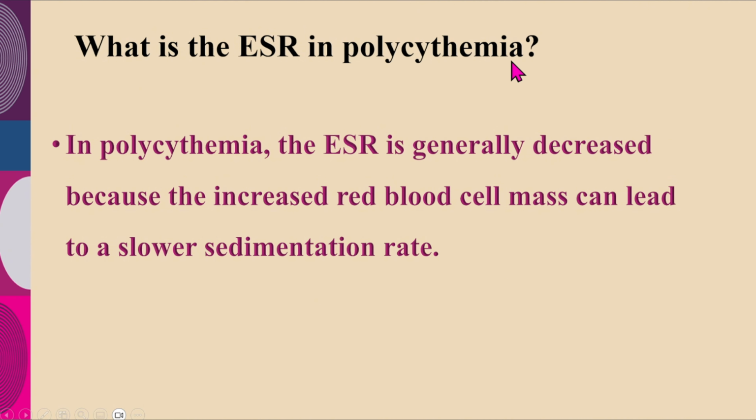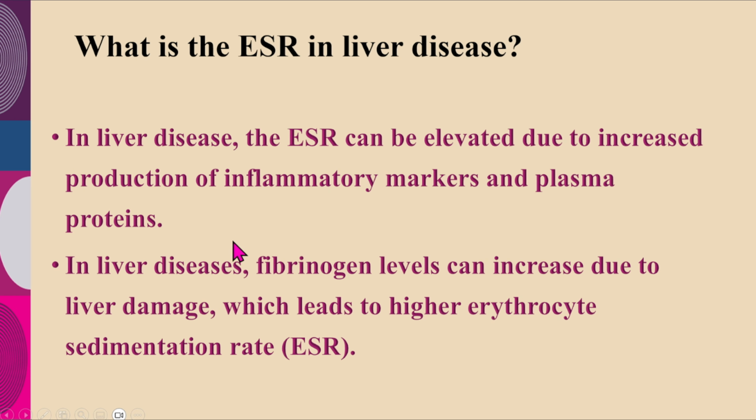What is the ESR in polycythemia? In polycythemia, ESR is generally decreased because the increased red blood cell mass can lead to a slower sedimentation rate, because you have lots of red blood cells that will take more time to settle down. So in polycythemia, ESR is decreased.